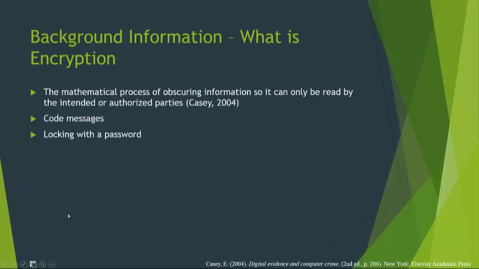So some background information on what encryption is and what it's all about. A textbook definition of encryption is that it's a mathematical process for obscuring information so that it can only be read by the intended or authorized parties. And basically what this means is it's like passing secret notes in school or messages that are encoded. It's the same process but on a digital level. We're encoding or encrypting the information so that if it were to fall into the wrong hands, nobody can read it. And in this process, what we're doing is we're actually locking the USB stick with a password.